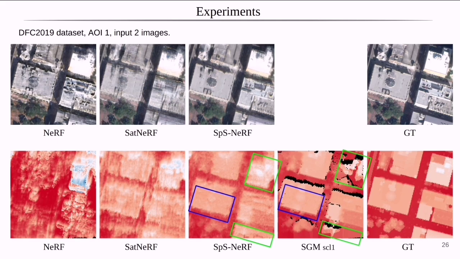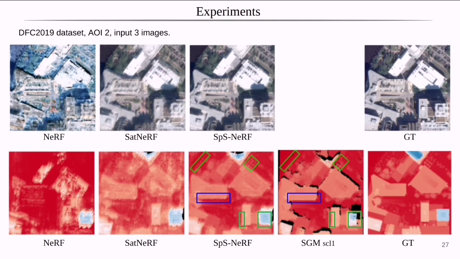We also compare our DSM to the DSM resulting from SGM applied on full resolution input images. As we can see, the building edges and the roofs are more regular in SGM, as indicated in blue rectangles. However, SPS-NeRF did a better job for buildings with a shiny roof, while our method produced an altitude similar to the ground truth, as indicated in green rectangles.